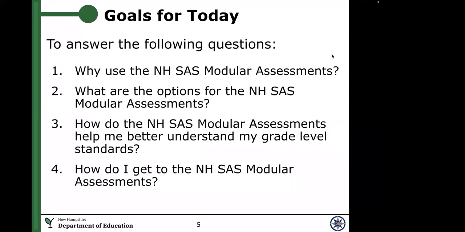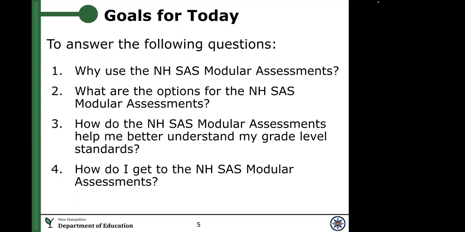Our goals for today: I want to talk a little bit about why you might use the New Hampshire SAS modular assessments. I want to show you what options you have available for math grades 6 through 8. I also want to show you how they might help you dig a little bit deeper into the standards at your grade level and understand them with maybe a different lens than you have in the past. And then I also want to show you how to get to them.